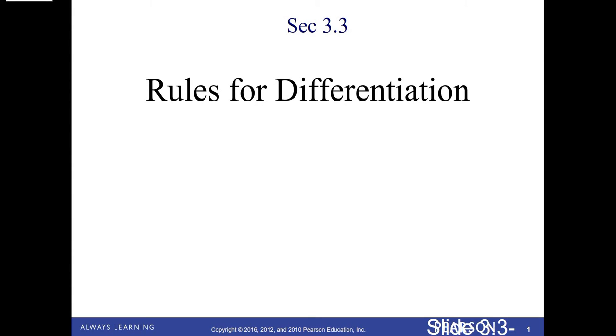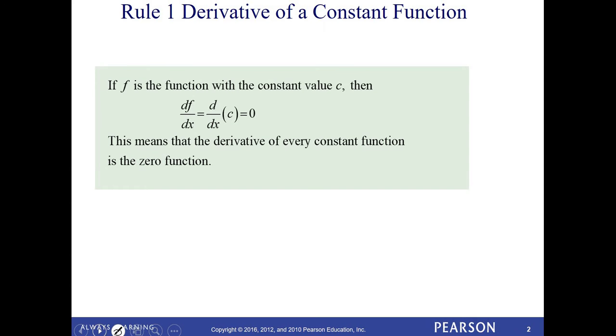Section 3.3 is our rules for differentiation, and we're just going to go through these fairly quickly. So on each slide, you don't need to copy everything, but at least get the rules down in the basic format for each rule. So the derivative of a constant, we all know that d/dx of c is 0. The derivative of every constant function is the 0 function.